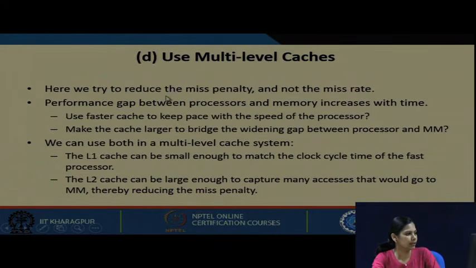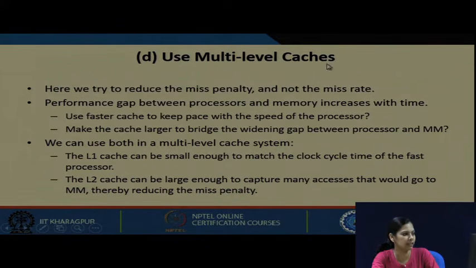This is another way, use of multi-level caches. Here we try to reduce the miss penalty and not the miss rate. We are trying to reduce the miss penalty, that is the time to bring the data from your main memory to cache memory and then to the processor, and not the miss rate. We are not concerned about the miss rate here.